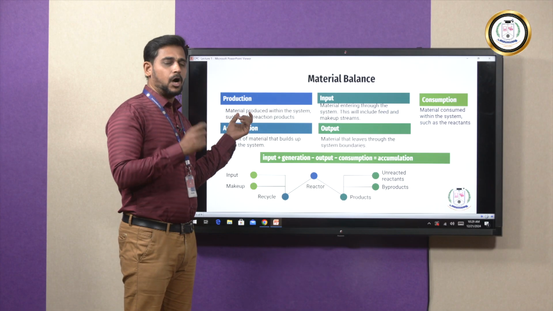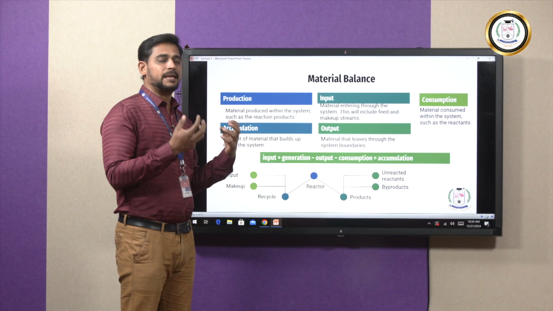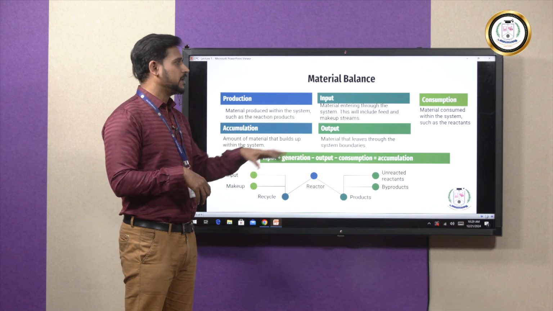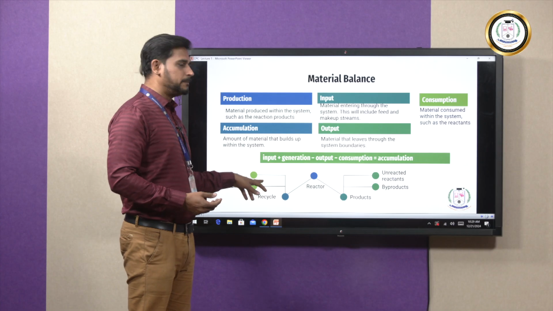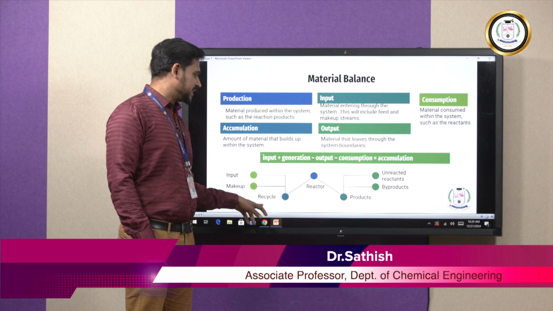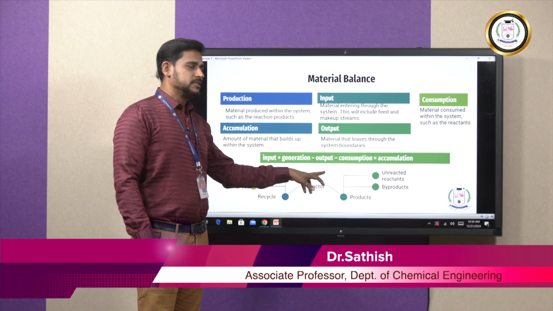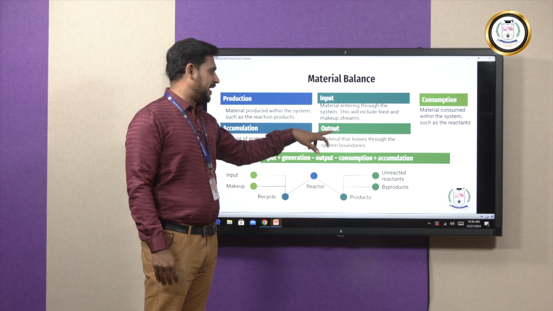Generation is how much amount of the products will be formed, accumulation is the material which is within the system, and consumption is how much material is consumed and converted into the products. So input includes makeup materials plus recycles fed into the reactor. The output may be the products, byproducts and the unreacted reactants.